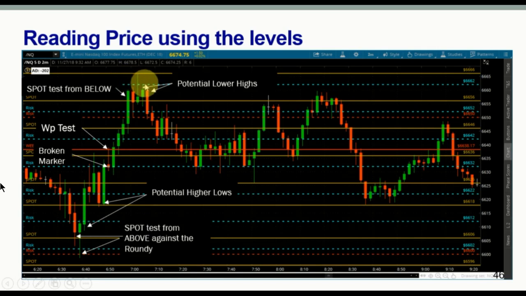We got to start with resistance here. Here's our high of the day. Here's a lower high. Here's potential lower high. Lower low. Lower high, lower low. There's our 50, which is an inflection point. Remember, keep in mind these big chunks of price here.